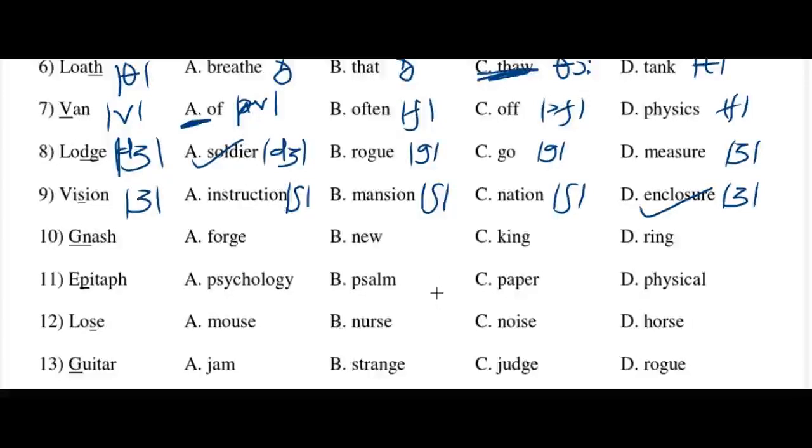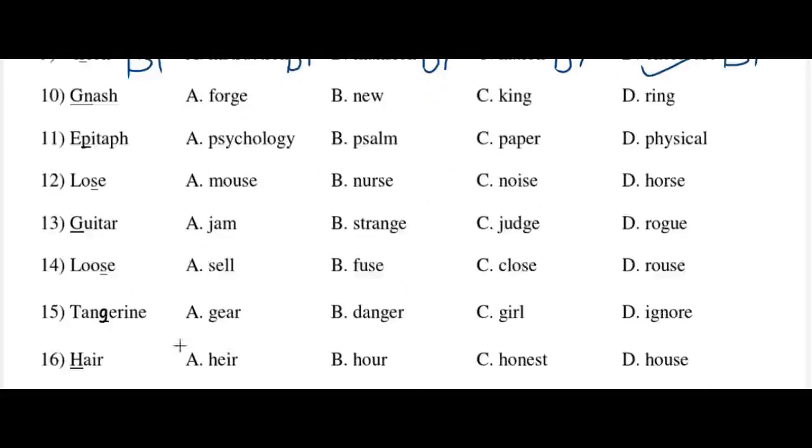Then number 10. We have gnash. G-N-A-S-H. The G in gnash is silent. So the sound is n. So we have option A, forge, out of place. Option B, we have new, it contains n. Option C, king. The sound here is not n. And this is ring. It contains the same sound. So the answer to this question is new.